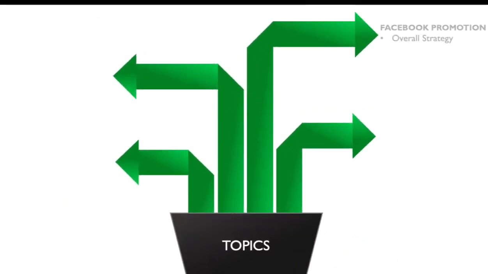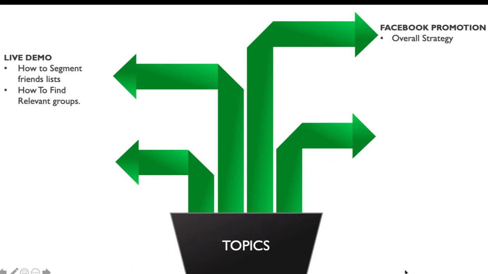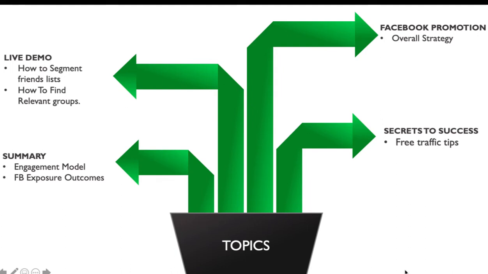So there's a couple of topics I want to go through today. First, I'm going to go through our Facebook promotion strategy and take you through the overall strategy. Then I'm going to jump straight over to Facebook. I'm going to show you how you can segment your friends list if it's something that you want to do, and then how to find some relevant groups so you can go ahead and find people that could end up being leads for you. Then we're going to do a brief summary and talk you through our engagement model, and also talk about what kind of Facebook exposure outcomes you can expect to get if you implement this strategy. And then I'll talk you through my secrets to success if you're using free traffic.